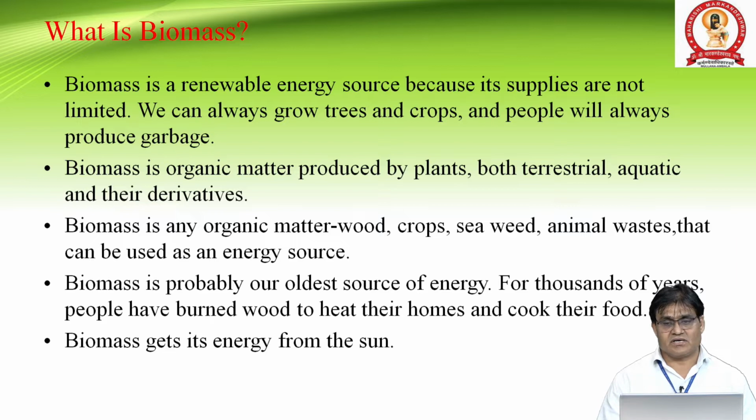Because its supplies are not limited, we can always grow it, trees and crops, and people will always produce garbage. Biomass is organic matter produced by plants, both terrestrial and aquatic, and their derivatives. Biomass is any organic matter, wood, crops, seaweed, animal waste, that can be used as an energy source. Biomass is probably our oldest source of energy. For thousands of years, people have burned wood to heat their homes and cook their food.